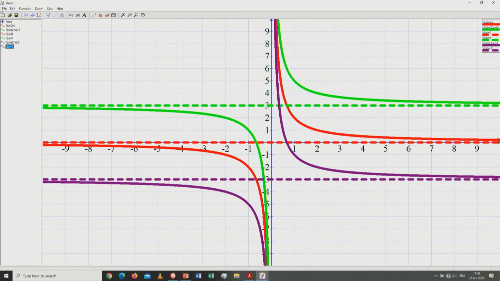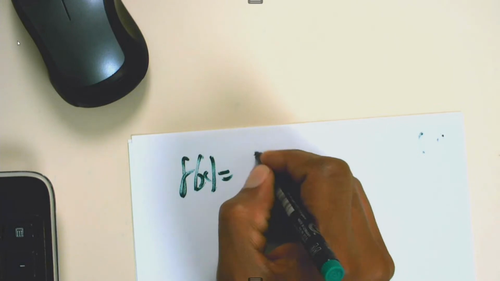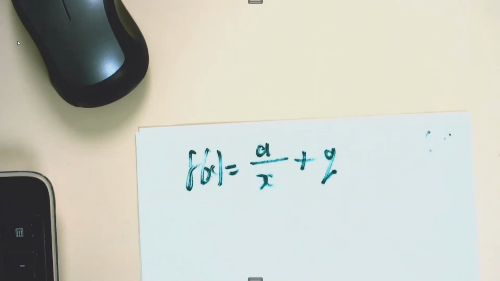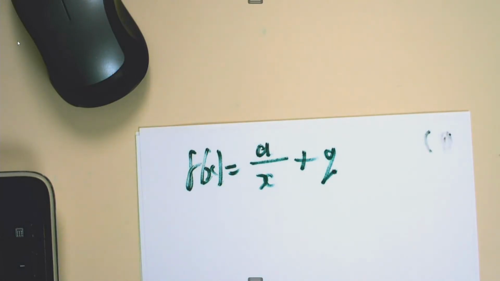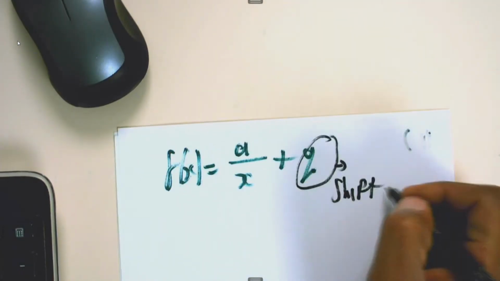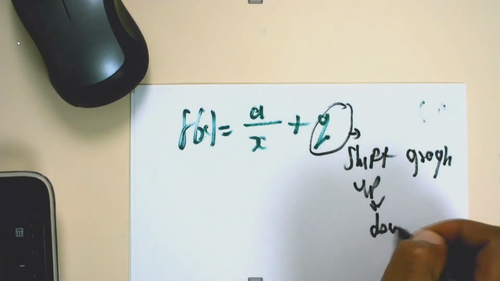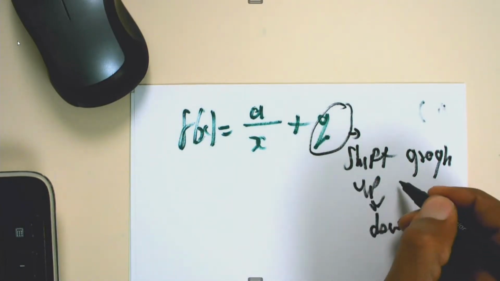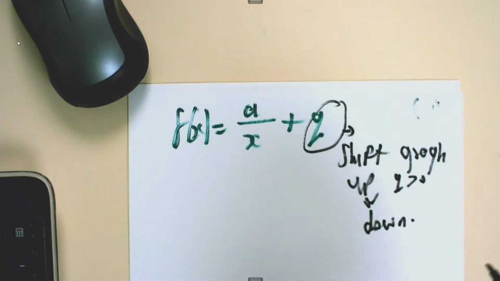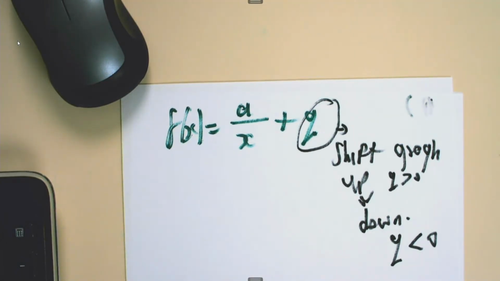Very, very important. Now, the value of q here, remember we agreed we have y is equal to f of x plus q. That is what we said in the general or the standard form for the hyperbola. It's a divided by x plus q. That is what we are studying now in grade 10. Very important. This one shifts the graph up or down. Let's keep that in mind. If q is greater than 0, we agree the graph will go up. But if q is less than 0, then the graph will shift downwards. Please keep that in mind.